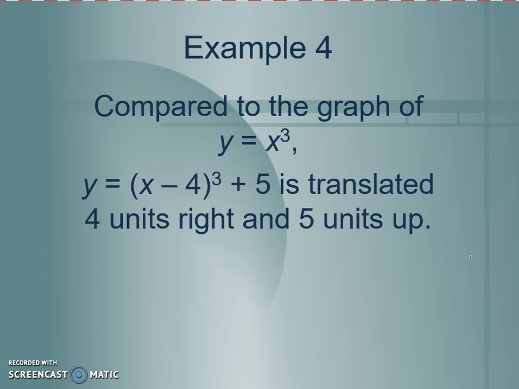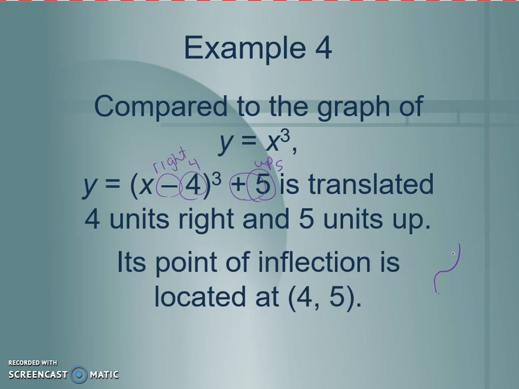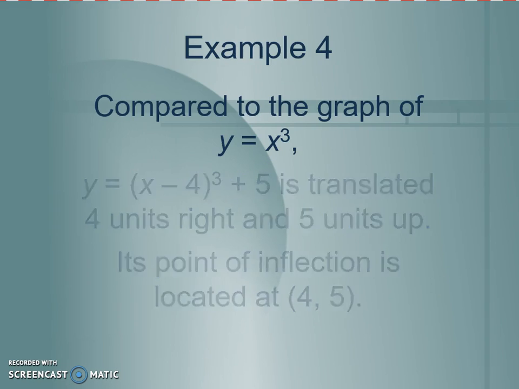Then they give us y equals the quantity of x minus 4 cubed plus 5. And we see that this will be translated 4 units to the right. So remember, our negative value here means to go right. And 5 units up, because our positive value here tells us to go up. So we're going to the right 4, up 5. So the point of inflection, or this point in our graph, is going to be at (4, 5). That would be the red line they put on the graph.